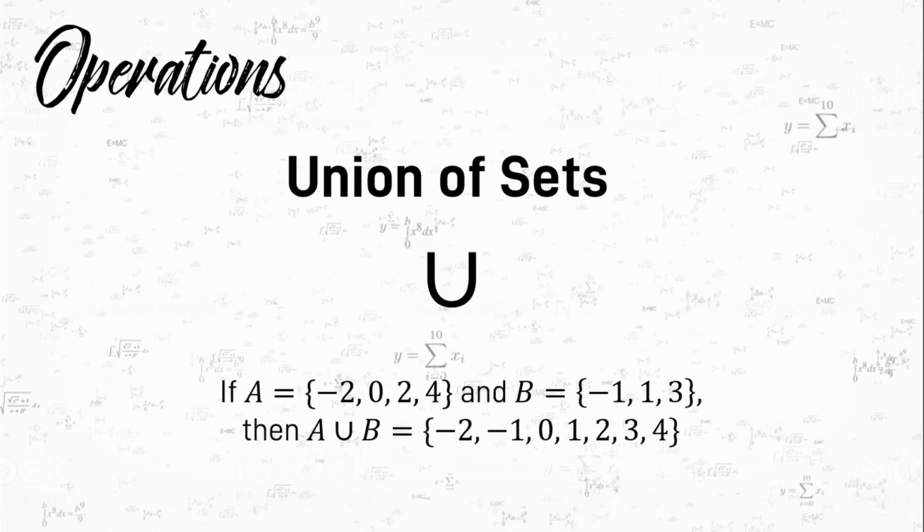Next example, if set A contains negative 2, 0, 2, 4, and set B contains negative 1, 1, and 3, then the union of A and B is equal to the set negative 2, negative 1, 0, 1, 2, 3, and 4.